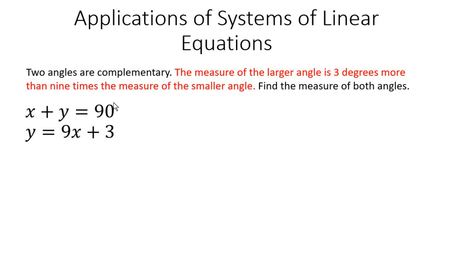So here I have my system of equations. One equation is the first sentence. The other equation is the second sentence. It wants me to find the measure of both angles, x and y. So I have a system of equations here. To solve it, once again, I'm going to use substitution.